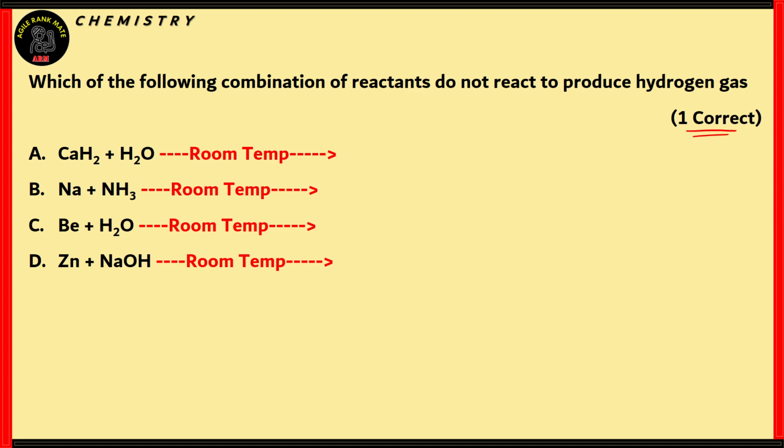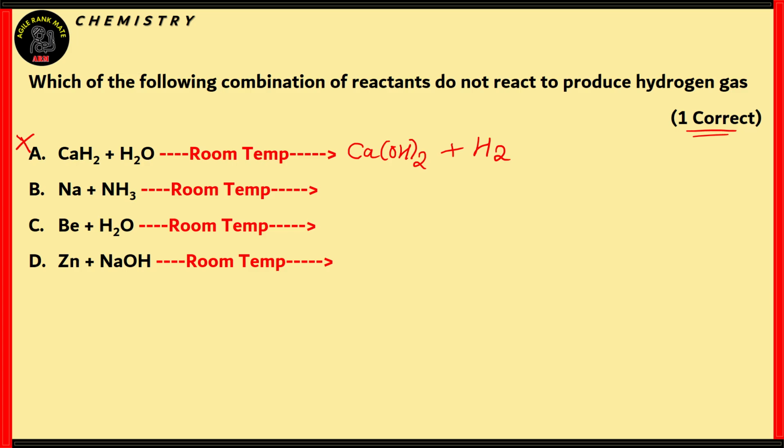First one, CaH2 plus H2O. The products are Ca(OH)2 plus H2. This is a double displacement reaction and thus releases hydrogen gas. So since it releases hydrogen gas, the option is incorrect.